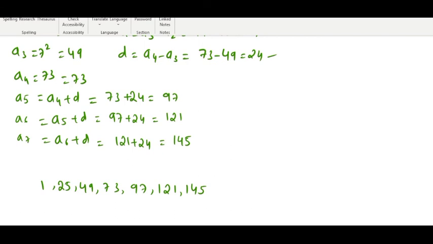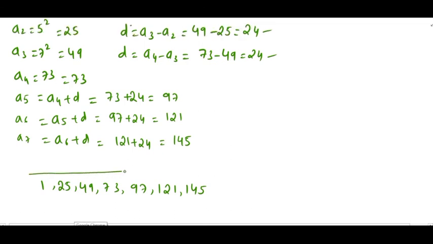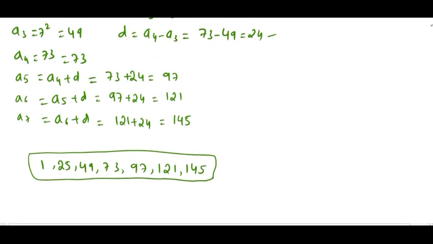Therefore, the given numbers are 1, 25, 49, 73, 97, 121, 145. Therefore, these are the numbers which are in arithmetic progression. That's all about exercise number 1.1. The 10 questions we had solved.